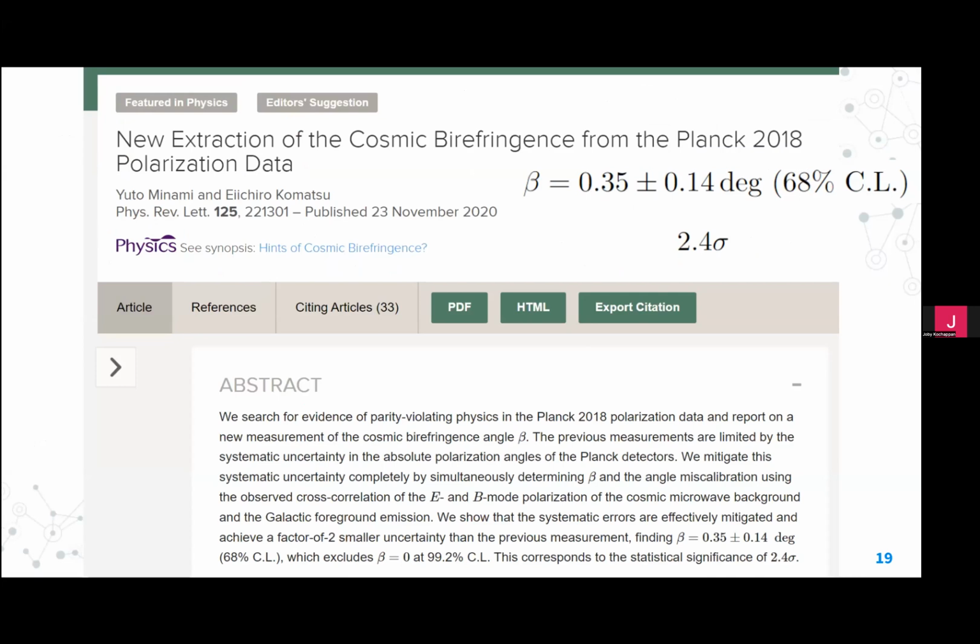Okay. I have one more question, if I may. Is there a prediction for the cosmic birefringence angle from ultralight axion theory?